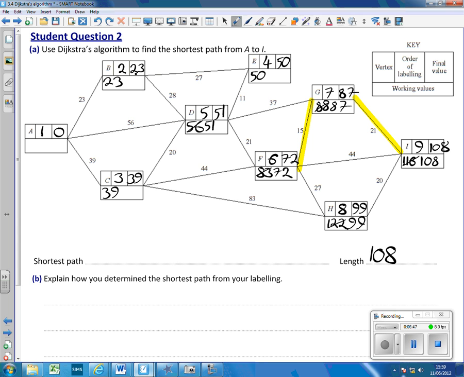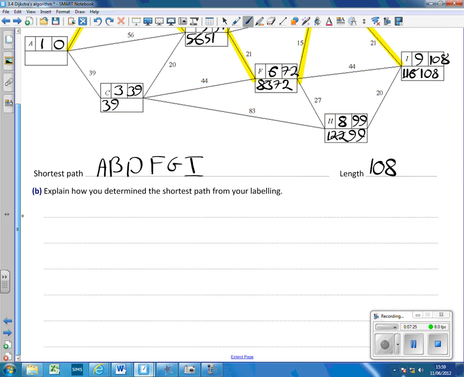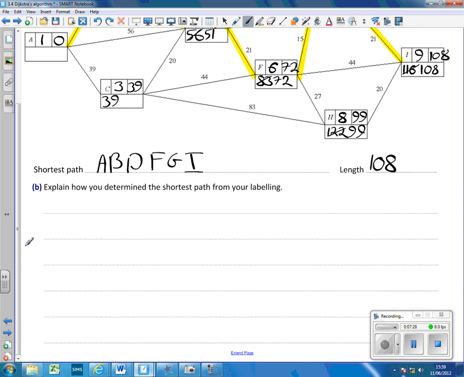72 minus the 21 does give us 51, so we can go up to there. 51 minus 20 doesn't work. 51 minus 56 doesn't give us 0, so hopefully 51 minus 28 equals 23. It does. And then 23 minus 23 equals 0, so that's the route that we went there. Just label this as A, B, D, F, G, I. And then if you want to give an explanation, just use some arithmetic, just display what we did there.